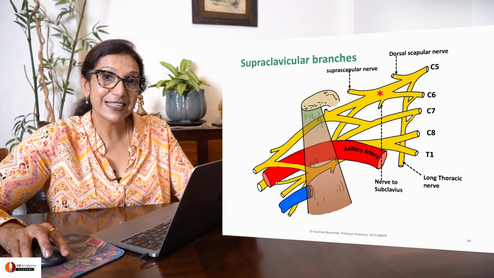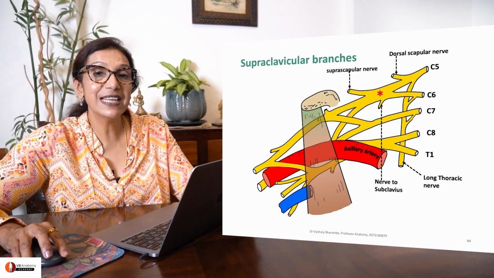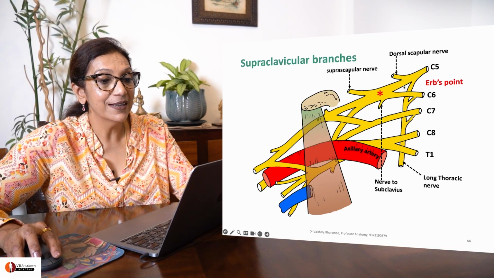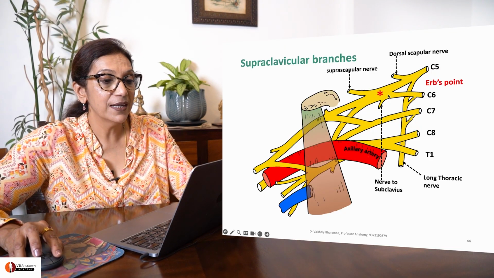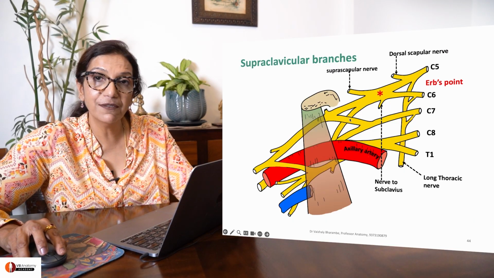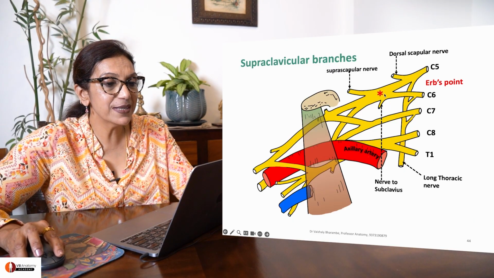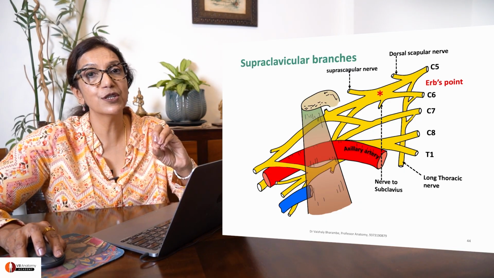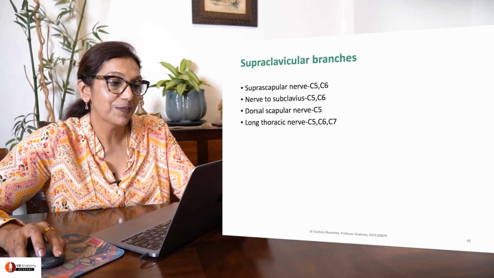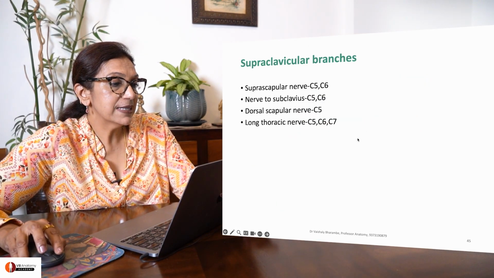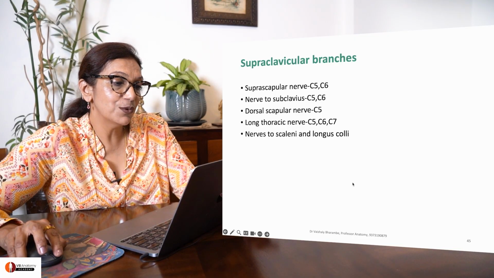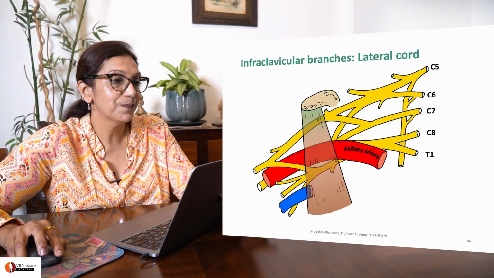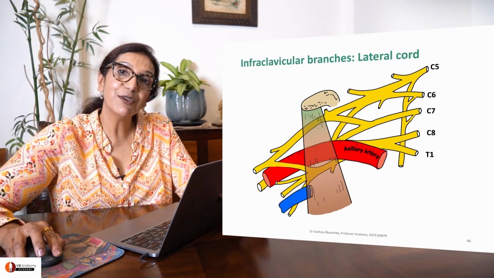Oh, there's an asterisk. Why the asterisk? This point where 6 nerves meet is called the Erb's point. We will be discussing that. Can you see? C5, C6 are uniting, dividing into an anterior and posterior division and giving rise to suprascapular nerve and nerve to subclavius. 6 nerves are meeting at this point, which is called the Erb's point. Right. The other branches given off are nerve to scalenii and longus colli and a branch to the phrenic nerve from C5. We'll now talk about infraclavicular branches.